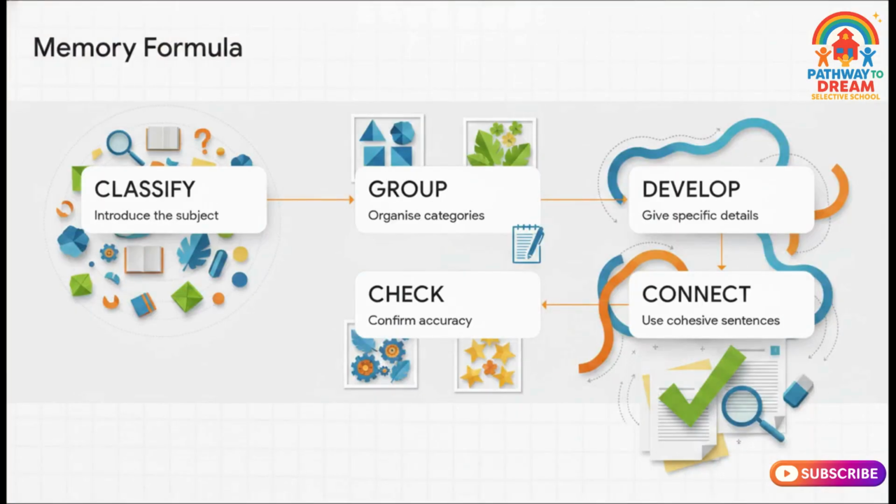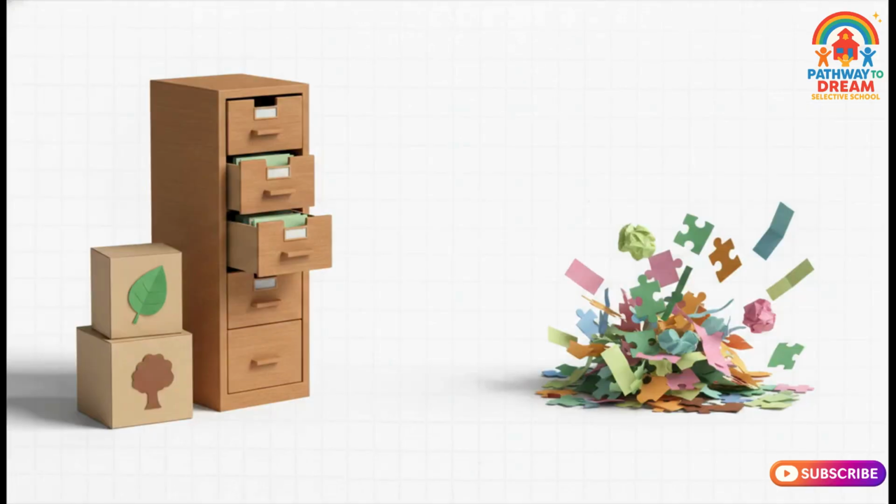To make this super easy to remember when you walk into the exam room, we have a memory formula. Just remember these 5 words: classify, group, develop, connect, check. Classify what the subject is. Group information into meaningful categories. Develop those categories with specific details. Connect your sentences logically so the whole thing flows. And check your work for accuracy. It's that simple.